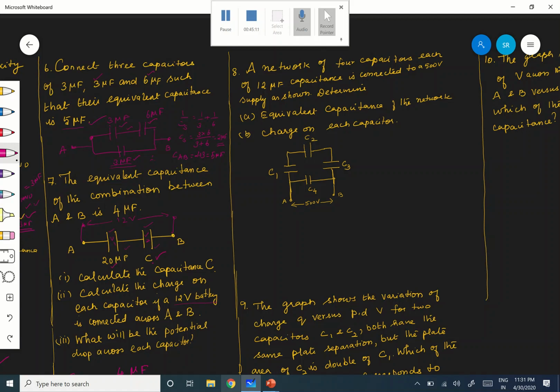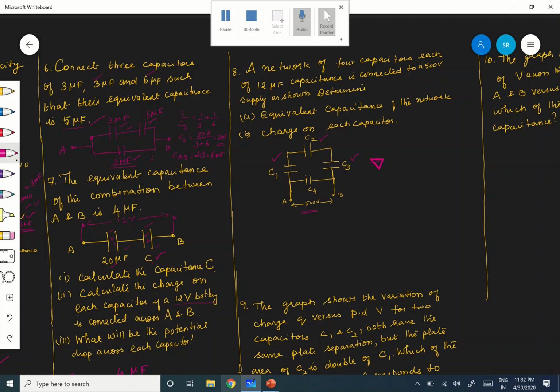Now what is here? A network of 4 capacitors, each of 12 microfarad capacitance, is connected to a 500 volt supply. Find the equivalent capacitance of the network. Very simply, all are 12 microfarad: C1, C2, C3, C4. Correct? Therefore, C1, C2, C3, all the three are in series, right?